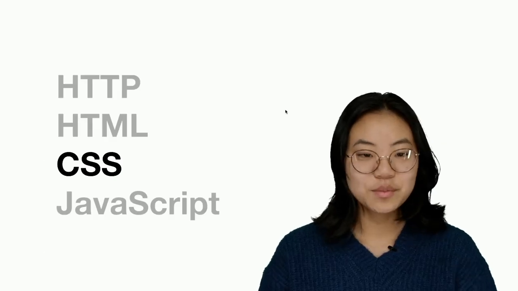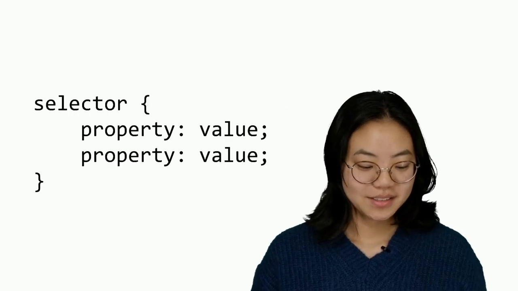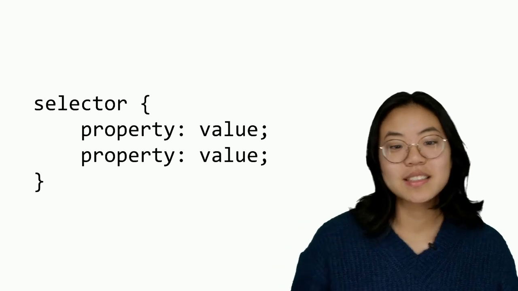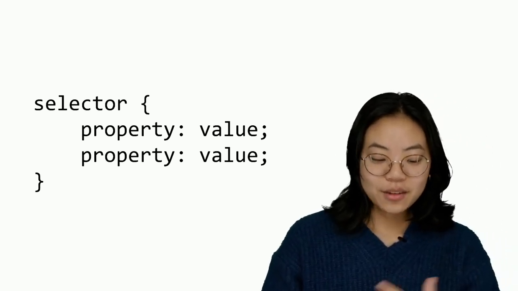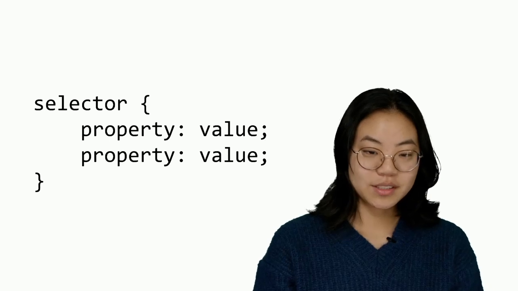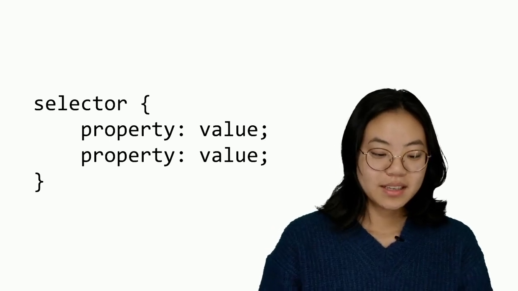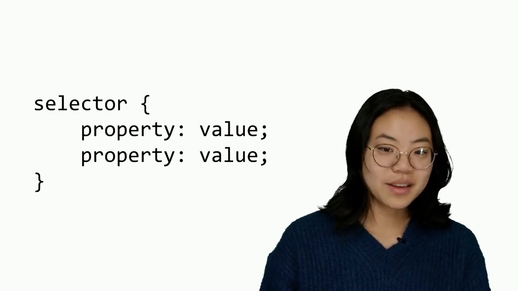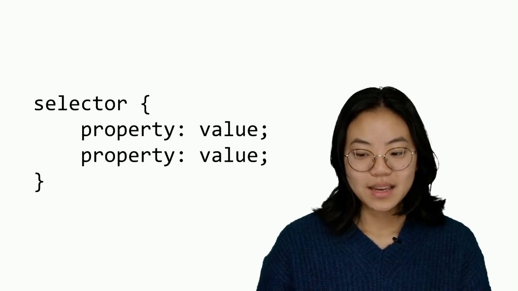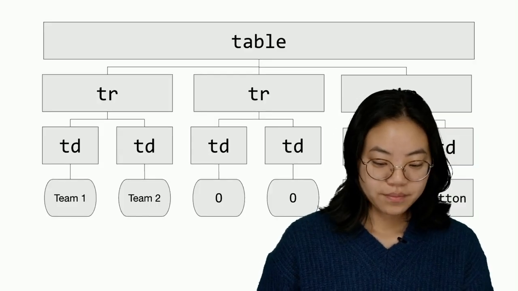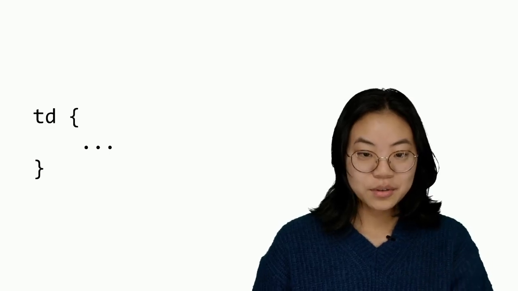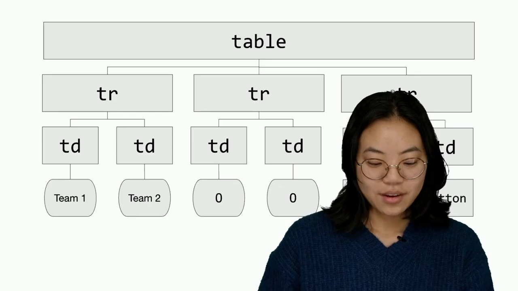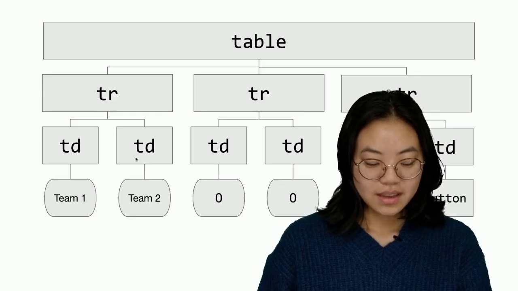Okay, so with that, let's move to CSS, so making this scoreboard look a little bit nicer. In CSS, basically the language will be written using these sorts of selectors and properties. You have a selector which tells you which thing you want your property to apply to. And that could be a table description, like one of these elements here.